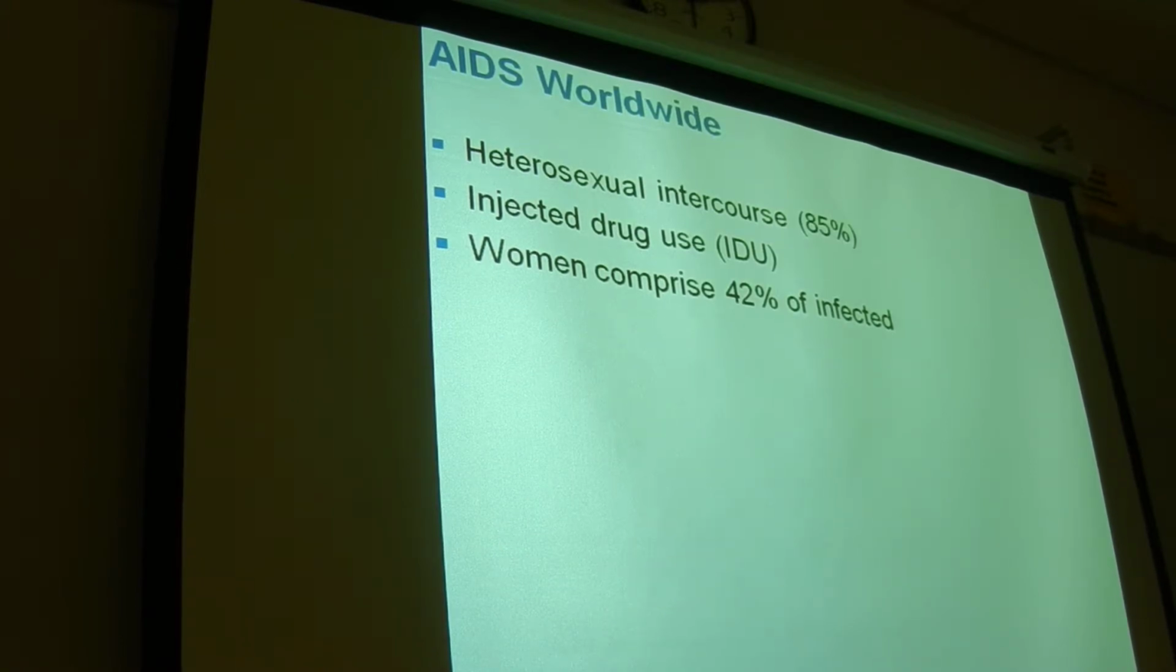So worldwide, again, not just in the US, but worldwide, 85% of HIV transmission is from heterosexual intercourse. So there's still a stigma, I think, associated with it that it's mostly affecting homosexual males, but it's actually 85% of the infection that is transmitted by heterosexual intercourse. Injected drug use is another big one. Sharing needles. And 42% of everybody that's infected is female.